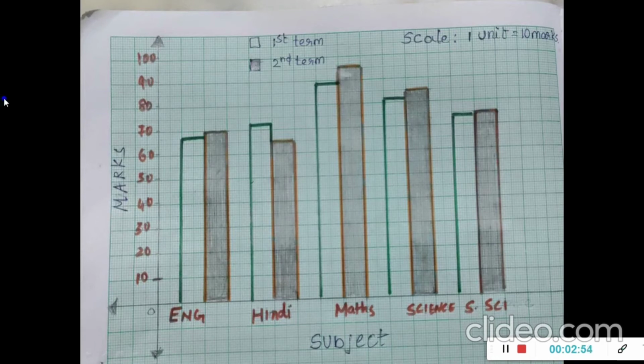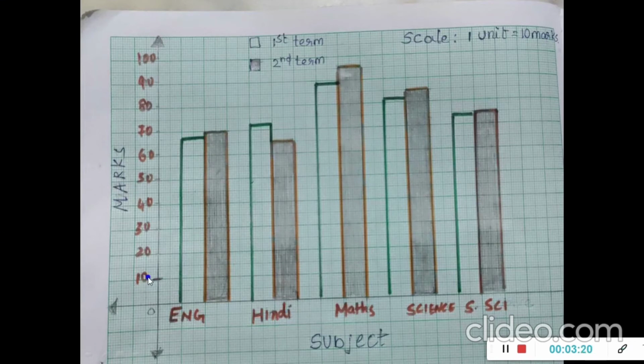Here there are 5 subjects: English, Hindi, Maths, Science and Social Science. So first term, what is the marks scored, and second term, what is the marks scored. To make it a difference, it was shaded for the second term, and the first term has no shading. Here also we have taken the scale as 1 unit equal to 10 marks. All these marks are on the y-axis and on the x-axis we have the subjects.